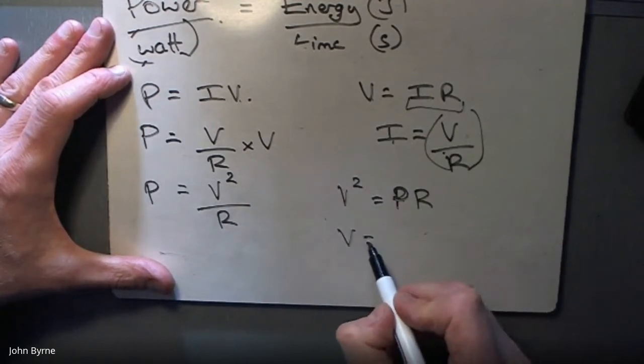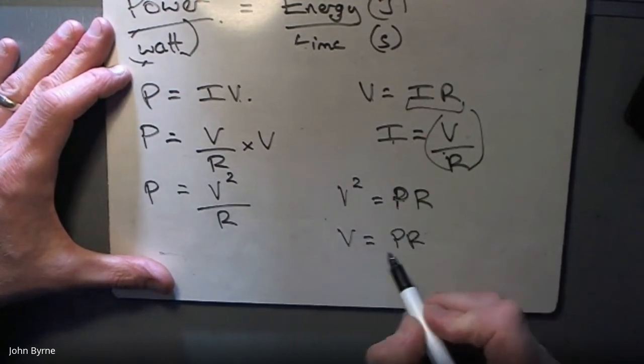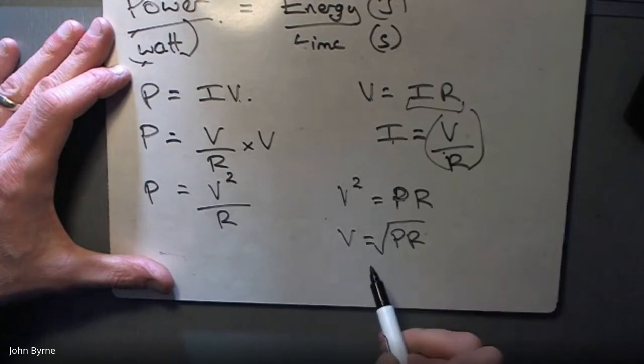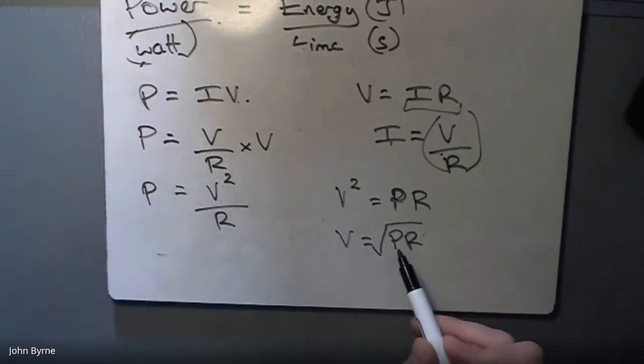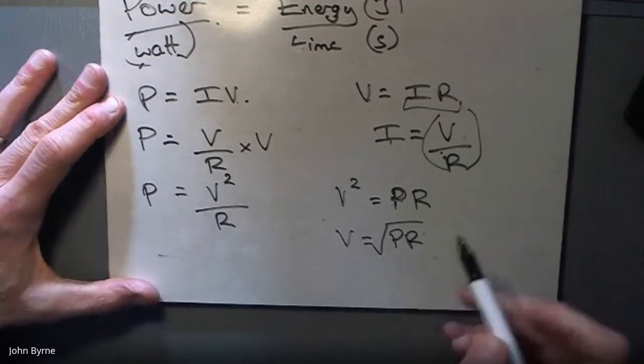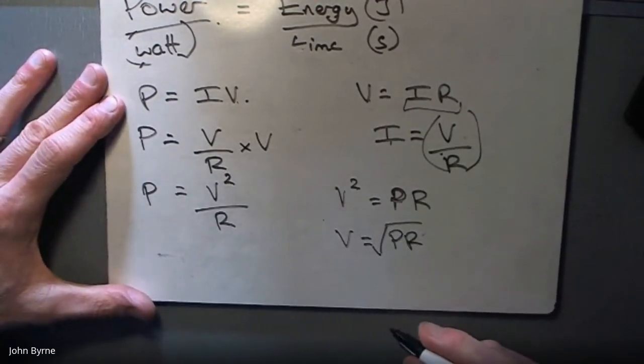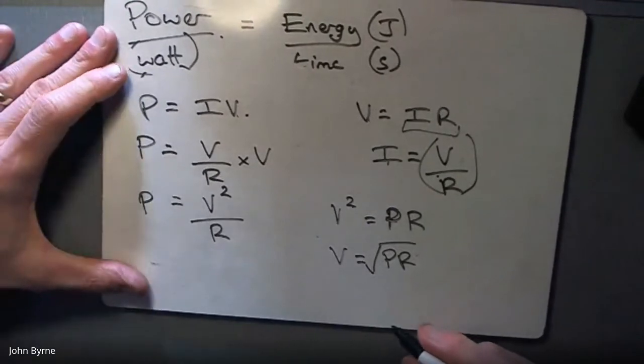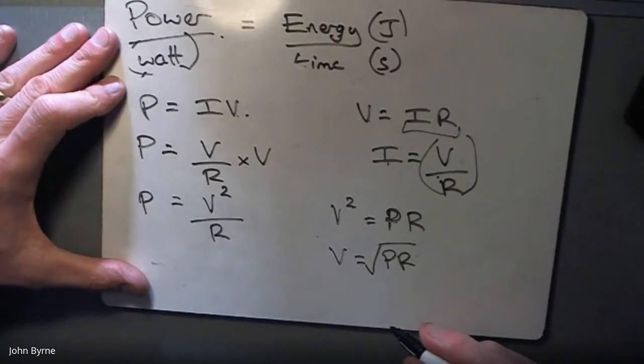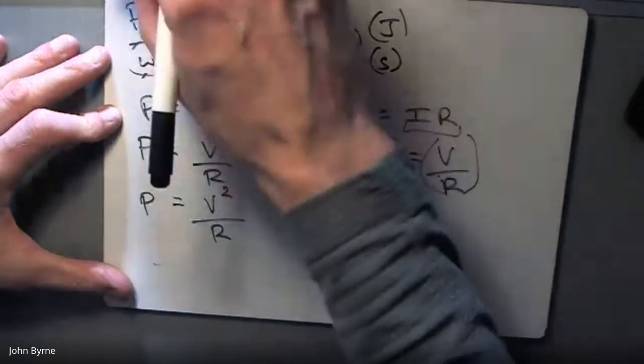And then last thing, of course, we just need to square root both sides to get rid of that squared. So to work out the voltage, you multiply the power by the resistance, square root your answer, and that gives you an answer in volts. Another example of power in a circuit. All right, we're doing really well.